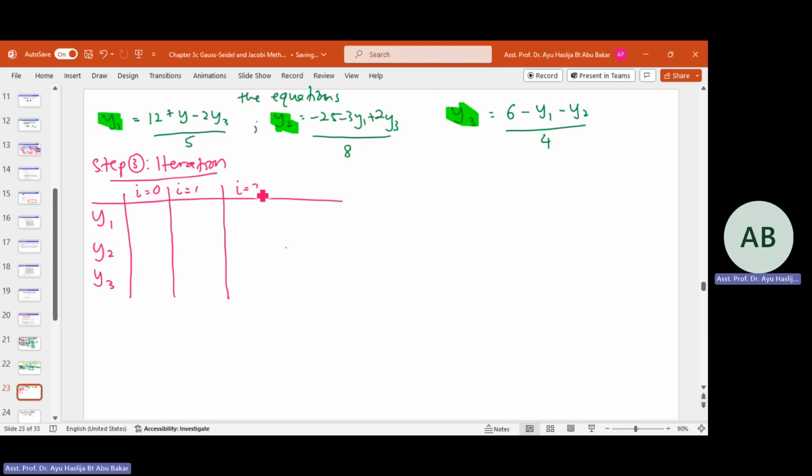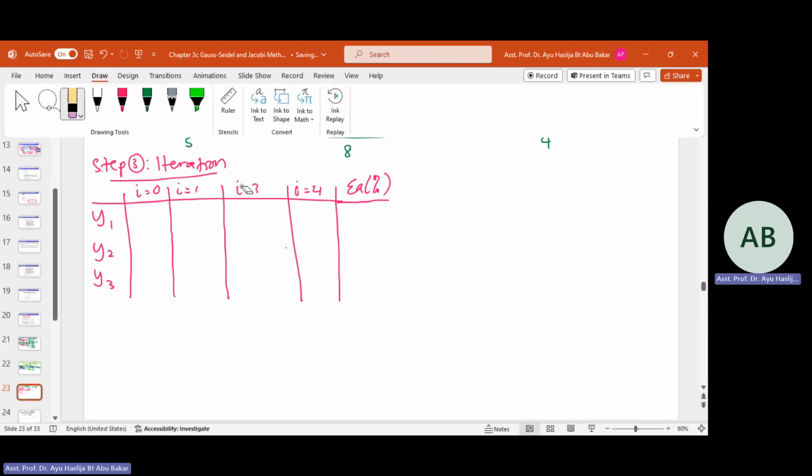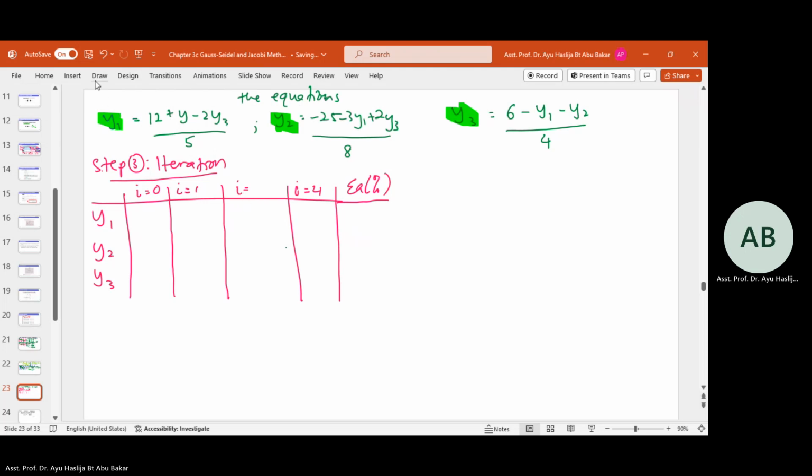Remember the question just now, it asks you to iterate until 4 iterations. Then it asks you to find out the EA. So EA here is from iteration 3 and 4. Oh yeah, iteration 2, sorry. It's smaller.